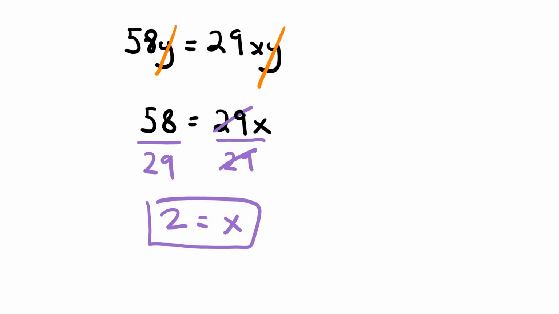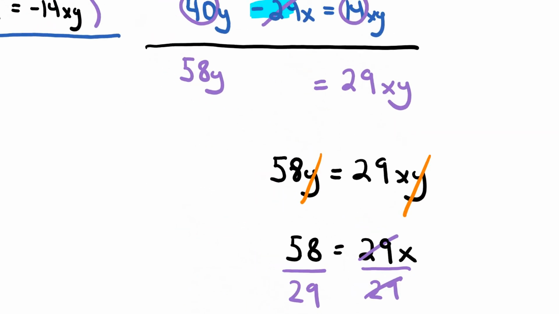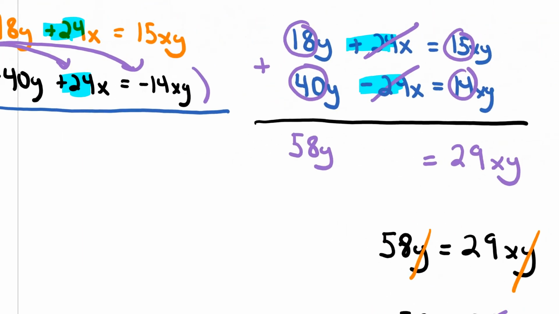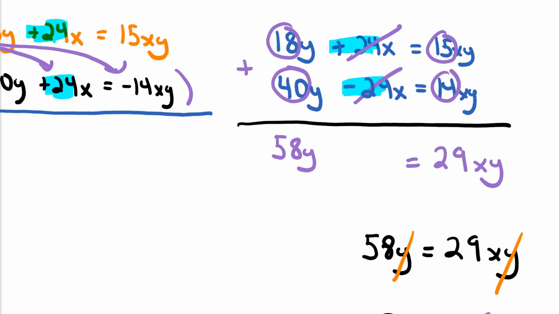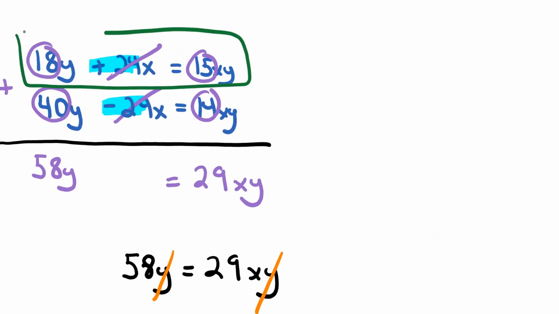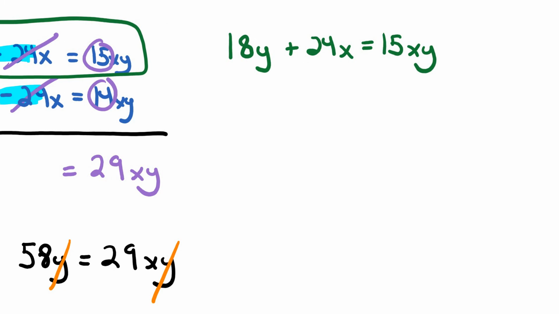Now let's go back and solve for the y. All right, so x equals 2. Now let's go back and solve for y. So we need to go back to an equation here, and we have to be able to solve for y somehow. And I'll go back to this equation right here. Let me just rewrite this first equation here. You can essentially use any equation, but I'll go back to that. So I have 18y plus 24x equals 15xy. Okay, so we just calculated that x has a value of 2, right?